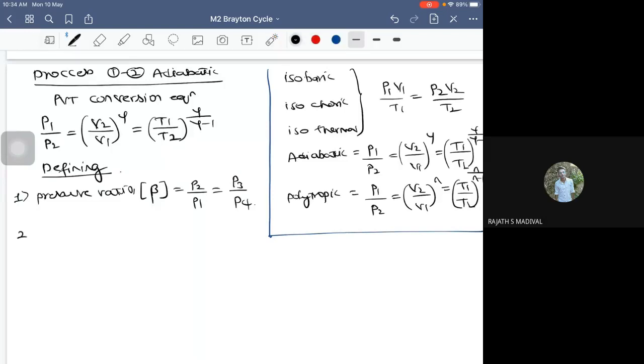The second thing I will be defining is the temperature ratio. The temperature ratio is represented as T with suffix R. And it is given by the same thing, guys. It is given as T2 by T1, or as T3 by T4.